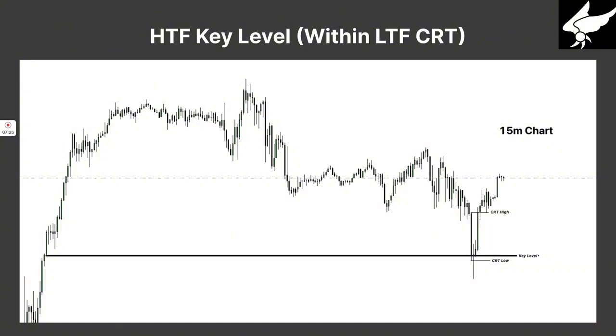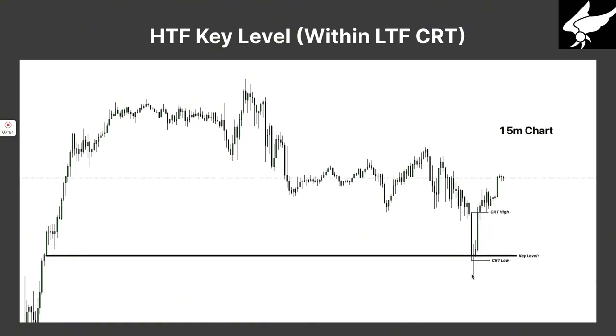Here's a perfect example. So this example entails a higher time frame key level within the lower time frame CRT. Not below, not above, but within. Understand this. This is a 15-minute chart. The key level is coming from an hourly chart. CRT high, CRT low, key level hit, range formed.